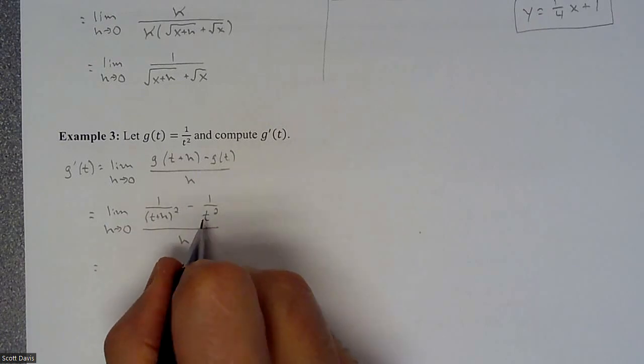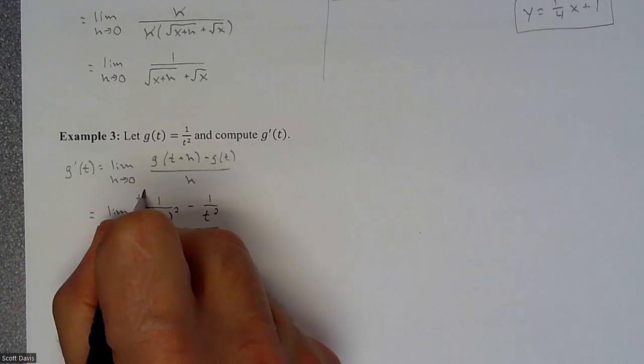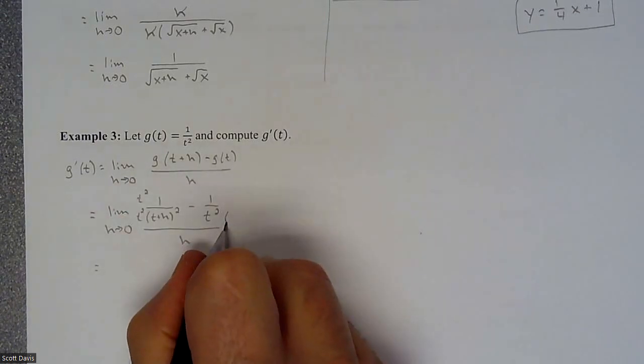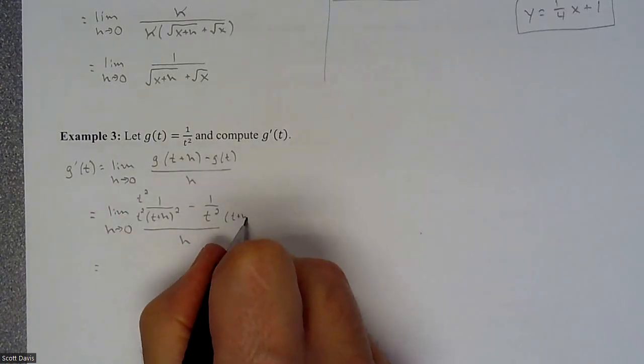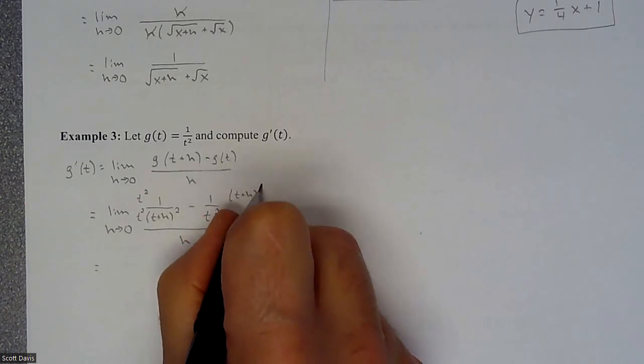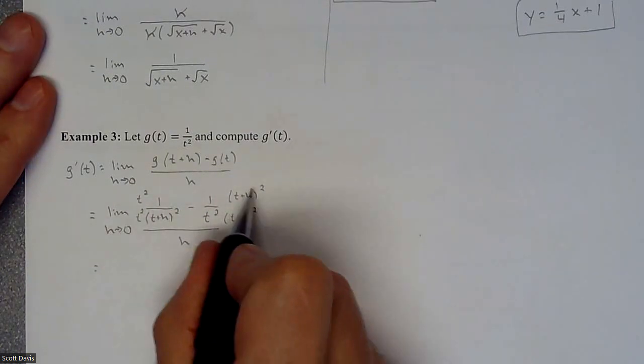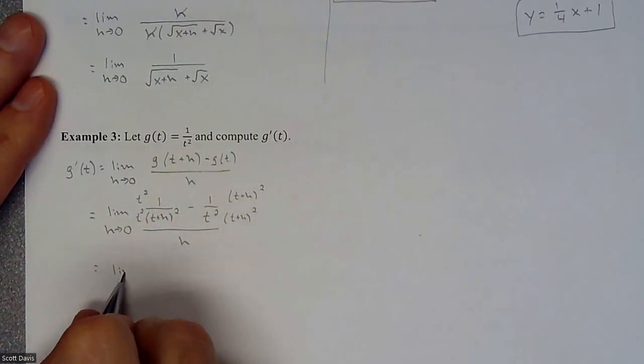Let's make common denominators happen. So I would multiply the top and the bottom by t squared, and I would multiply this by a t plus h squared, t plus h squared, top and bottom. All right, so this is going to allow me to put this whole thing together. Okay, and we'll do that in a couple steps here.